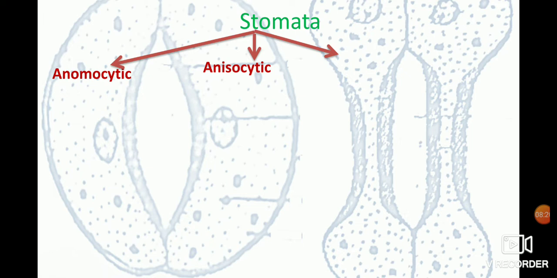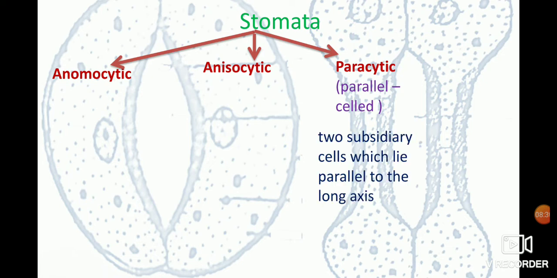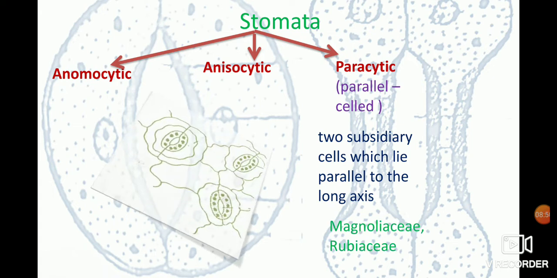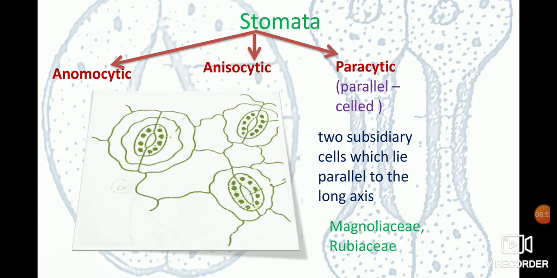The next type of stomata are the paracytic. In this type, the stomata, as the name indicates, are surrounded by two subsidiary cells which are parallel to the long axis of the pore and the guard cells. So the subsidiary cells are parallel to the long axis of the stomata, hence they are named paracytic, and they are present in the families Magnoliaceae and Rubiaceae.